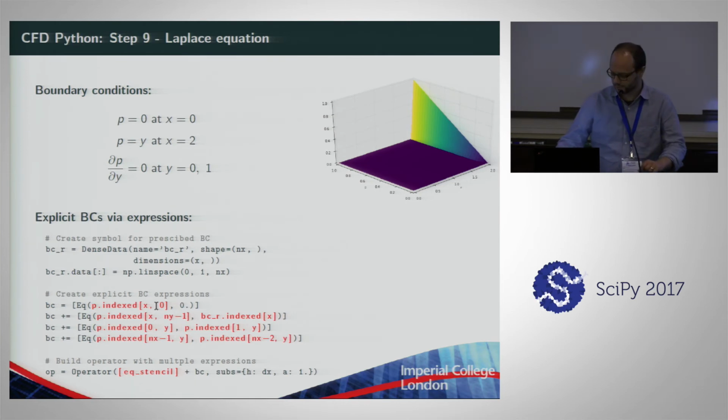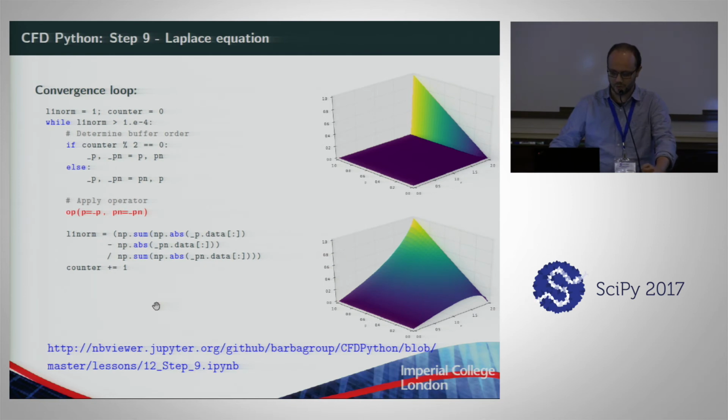Vector notation. So with this, I can express my boundary conditions. I can write my own convergence loop. I have to switch the buffers, which I can do by keyword assignment. And I can, again, recreate the original tutorial.